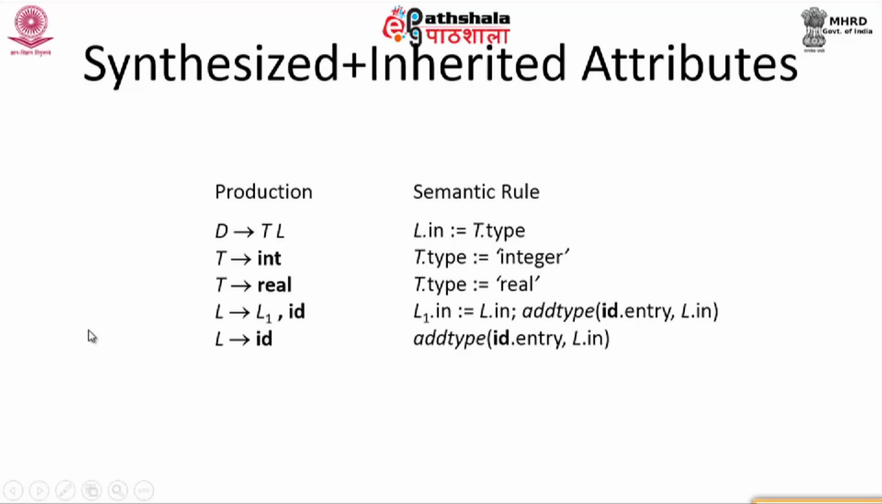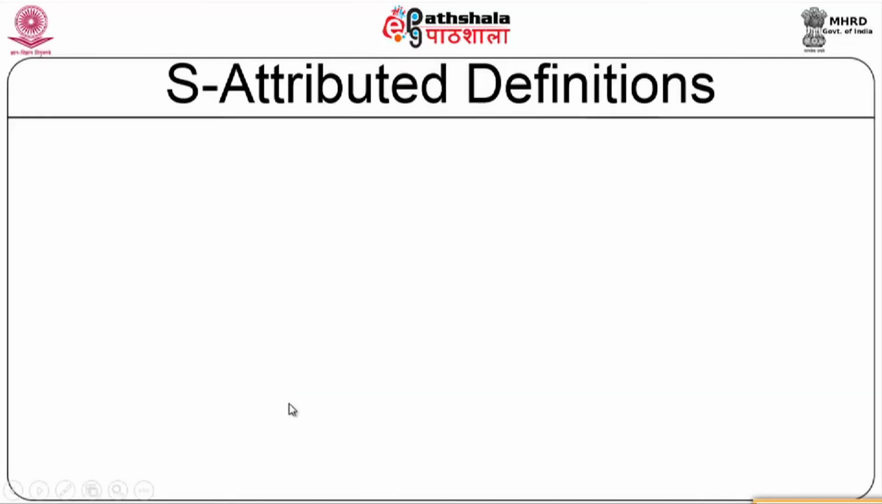Now here look at this variable L1, okay. This variable L1 also gets the attribute of type from id, okay. Now this id, where will it get the attribute from? That gets the attribute from the lookup table. So therefore L1 is also going to be an inherited attribute. It depends upon its parent or sibling. So therefore L1 is also going to be an inherited attribute here.